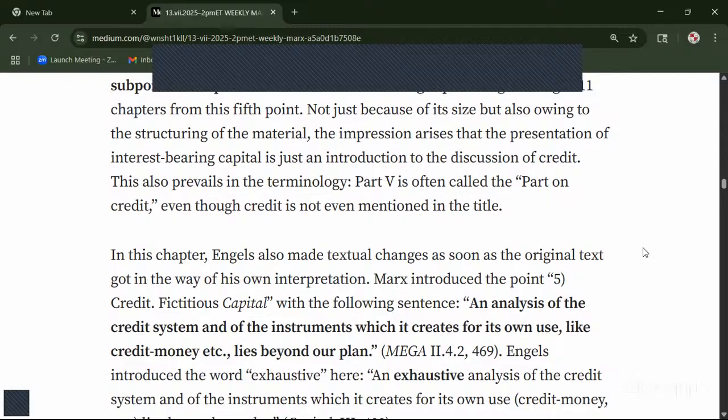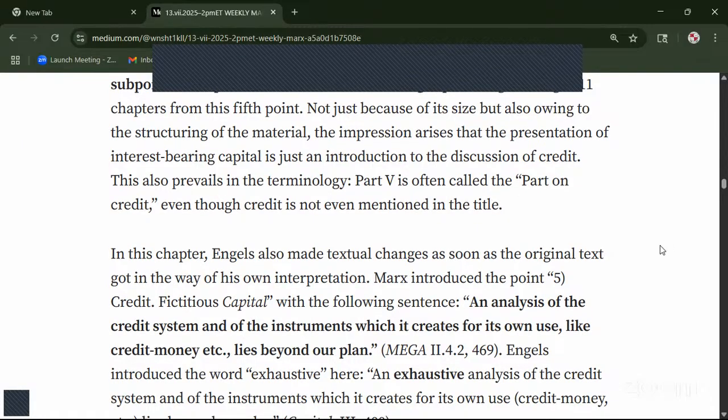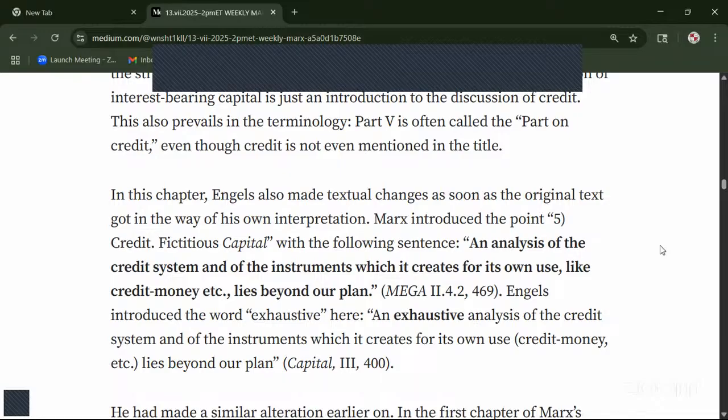In this chapter, Engels also made textual changes as soon as the original text got in the way of his own interpretation. Marx introduced the point 5, credit, fictitious capital, with the following sentence: an analysis of the credit system and of the instruments which it creates for its own use, like credit money, lies beyond our plan. Engels introduced the word exhaustive here. An exhaustive analysis of the credit system and of the instruments which it creates for its own use, credit money, etc., lies beyond our plan.